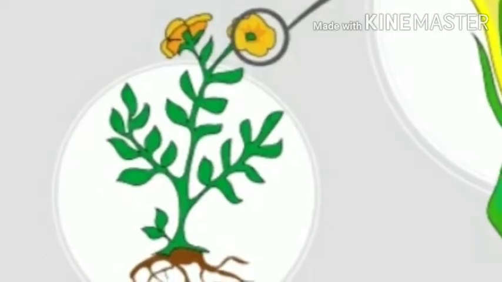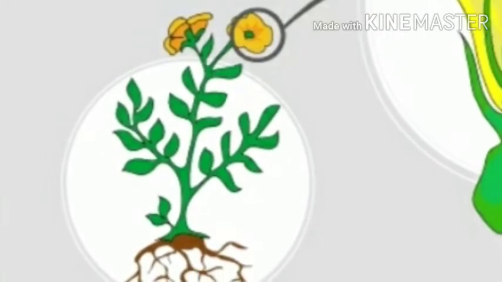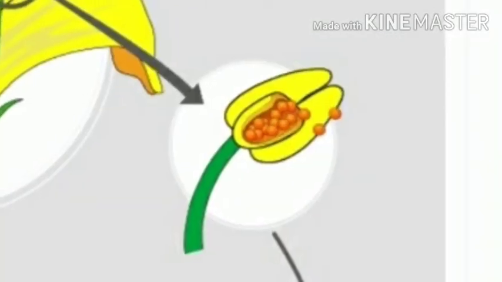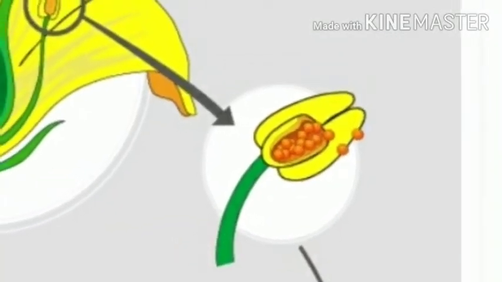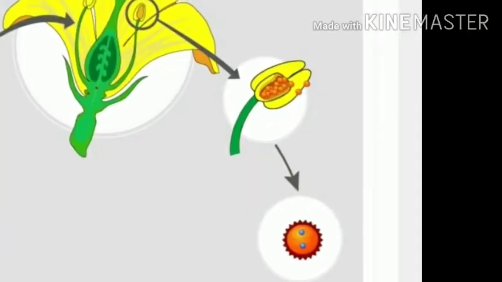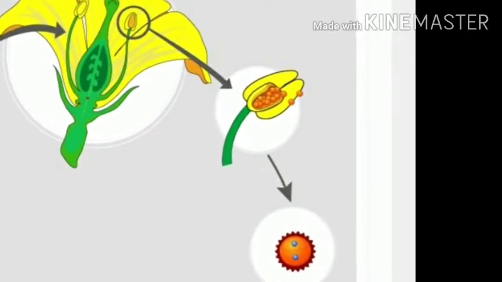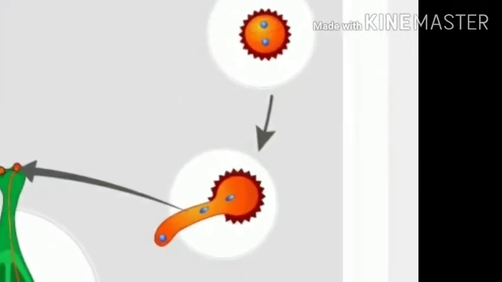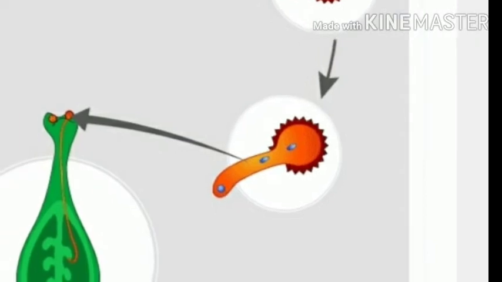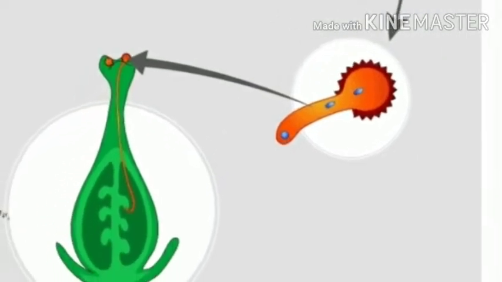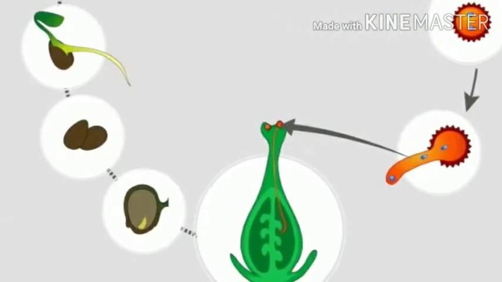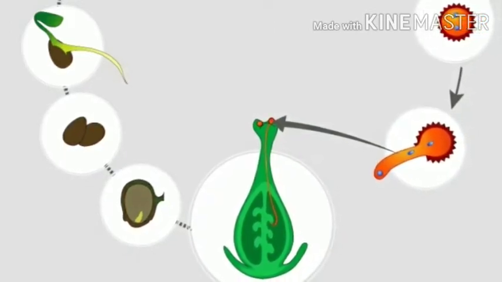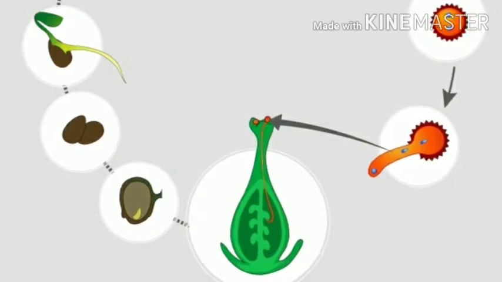For example, the plant produces the flower, and the flower produces the androecium, the male reproductive part. The androecium produces the anther, in which the pollen grains are developed. In the pollen grain, there is the formation of two male gametes. After formation, the male gametes are transferred to the pistil, where the male gamete fuses with the female gamete and they form the seed. Later on, when these seeds are sown into the soil, they germinate and grow into new plants.